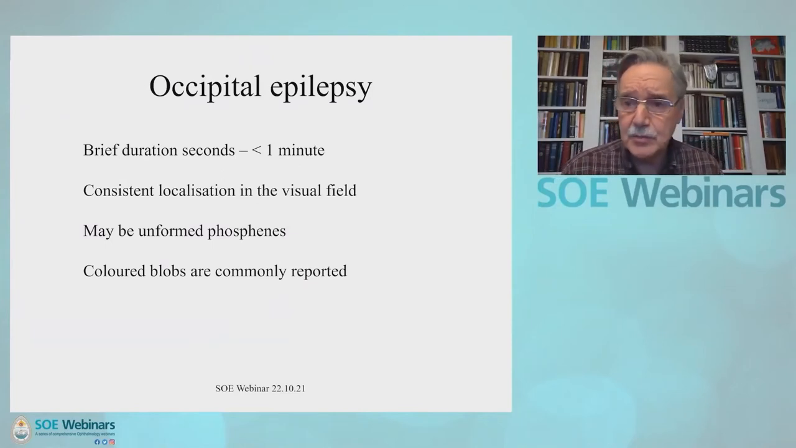This is, of course, much more serious because it may be due to an occipital tumor. These episodes are very brief, generally less than a minute in duration. The location in the visual field tends to be very consistent if these are generated by a localized tumor rather than a constitutional type of epilepsy. And they're more often unformed phosphenes. Quite commonly, they are colored blobs.